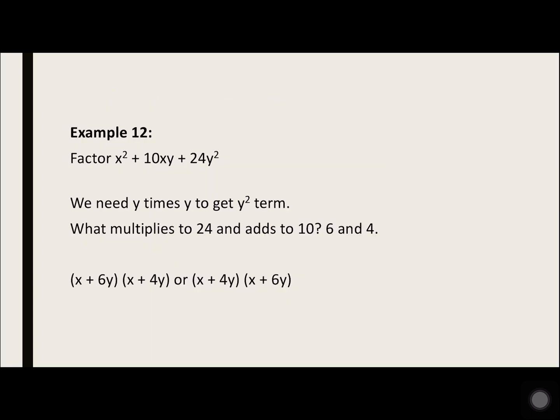Example 12, factor x squared plus 10xy plus 24y squared. We need y times y to get y squared at the end. What multiplies to 24 and adds to 10? 6 and 4. So x plus 6y, x plus 4y, or x plus 4y, x plus 6y. We need 6y times 4y to equal the 24y squared.